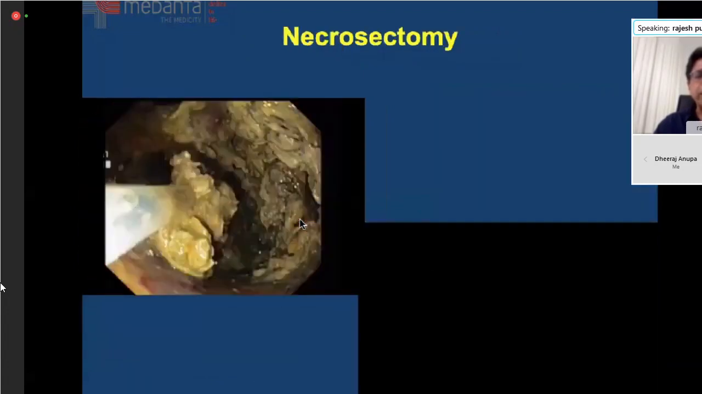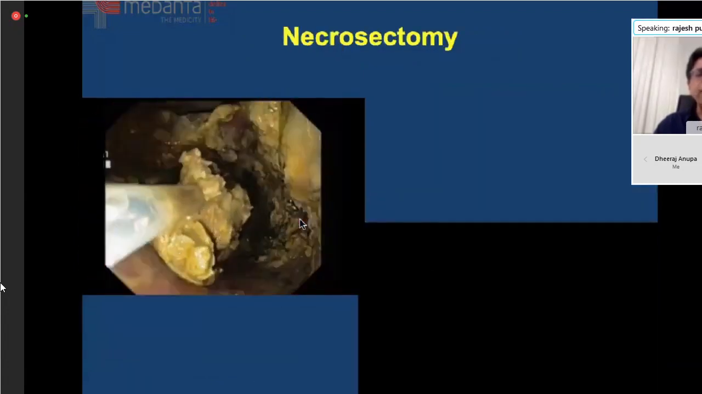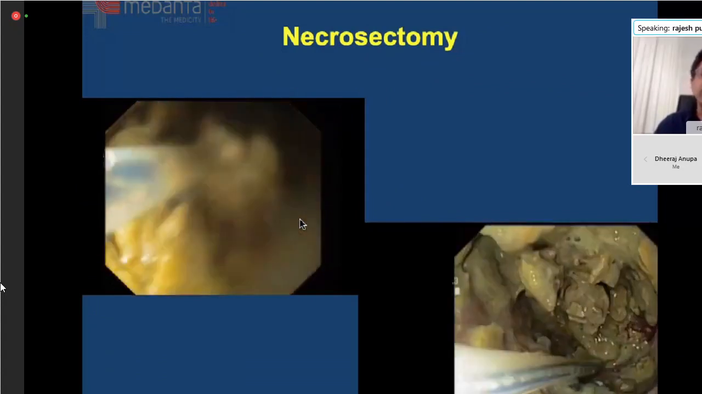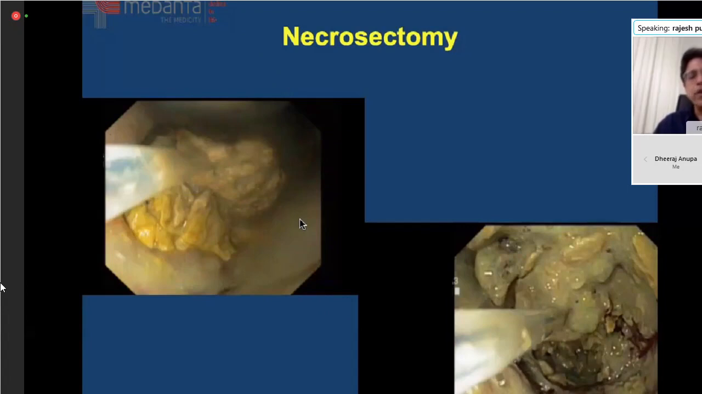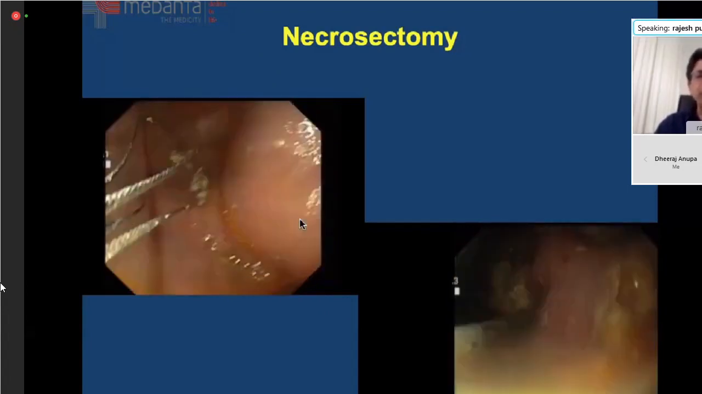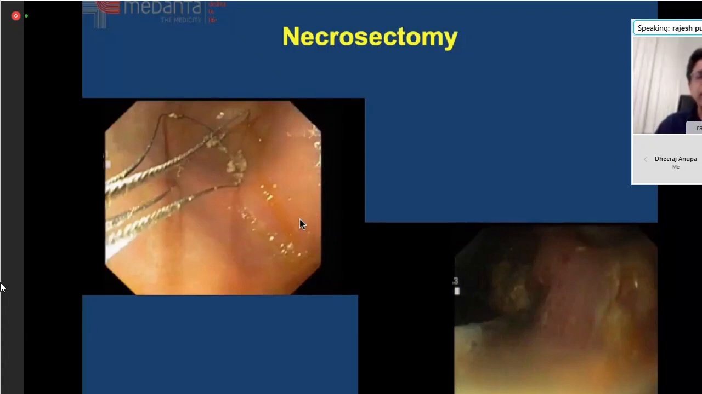And if this patient requires necrosectomy, then after 1 or 2 days, with the help of an upper GI scope, you can go in and remove the debris. Debris can be removed with various accessories. But just for your information, the Dormia basket or the snare are the best accessories for removing the necrotic debris.